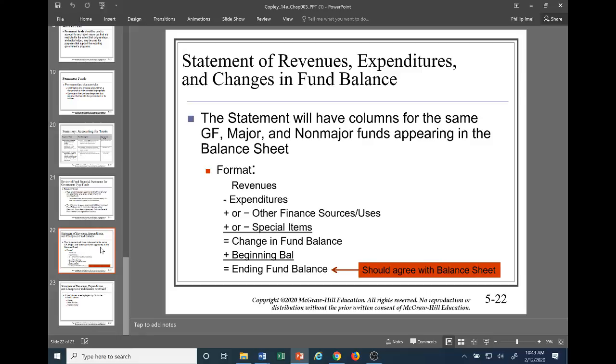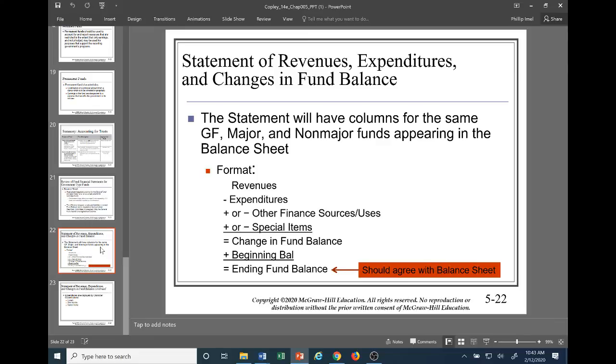Now remember, there's a statement of revenues, expenditures, not expenses, and changes in fund balance. This is like our income statement. Obviously the statement is going to have the exact same corresponding major funds, the general fund and other major governmental funds that were presented on the balance sheet, because the income statement and the balance sheet go hand in hand. So the statement will have columns for the same general fund, major, and non-major funds appearing in the balance sheet. Now the format is going to be as follows.